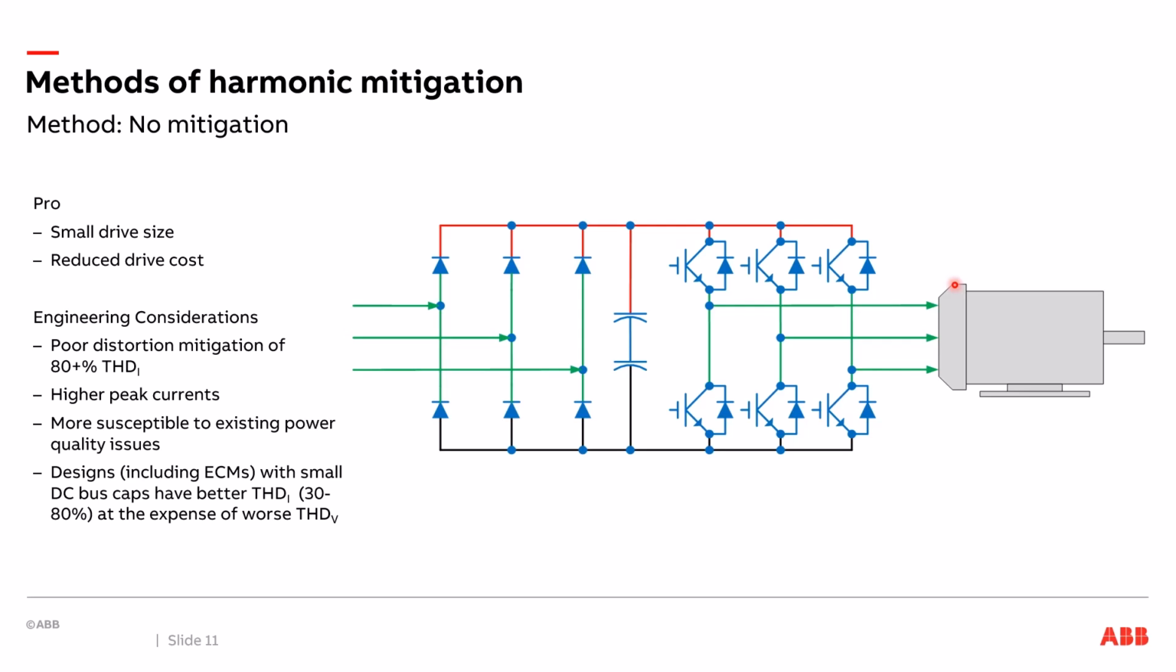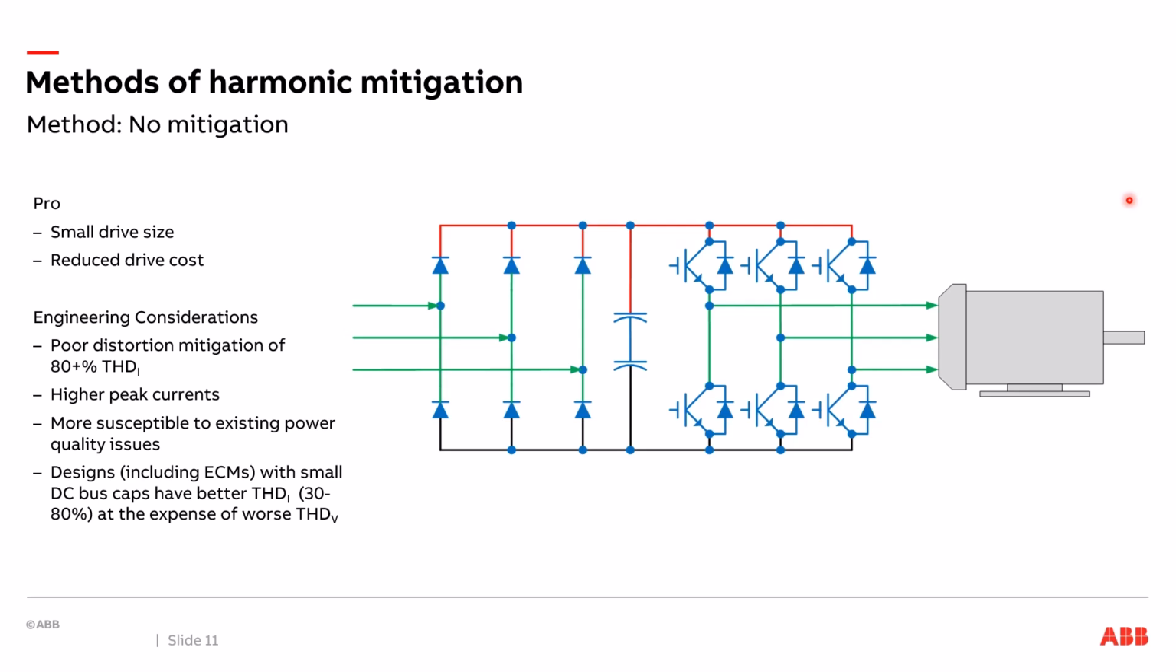They're going to have poor harmonic distortion, especially on the current side, and current distortion is what impacts your voltage distortion. They draw more current than their counterparts, the drives that have mitigation in them. They're also more susceptible to existing power quality issues because there's really no buffer in here. Later on we'll talk about DC bus chokes or AC line reactors that can provide a buffer. And also be very careful on those designs that have the smaller DC bus capacitors.